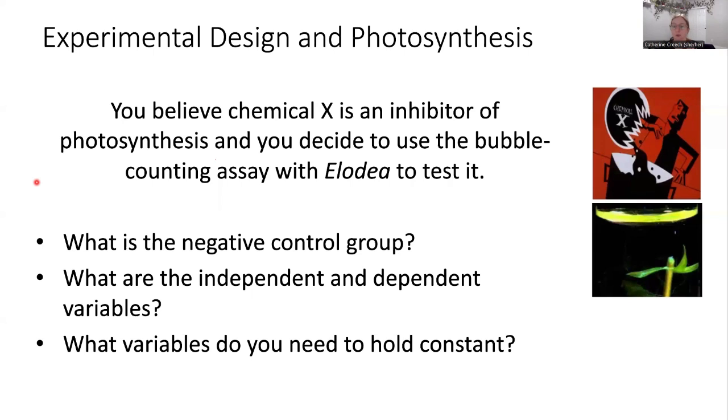What variables do you need to hold constant? Temperature, light intensity, light distance, types of light. I didn't say anything about the light bulbs here, so I have to make sure I'm using the same light on all of them. The size of the plant, the size of the beaker, the time in which I count the bubbles, anything to make sure that my results are equal between each of my groups.